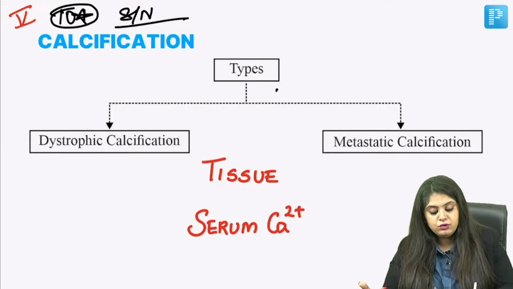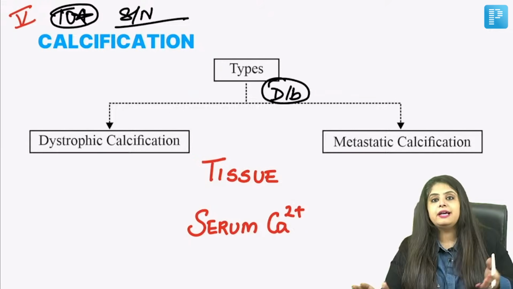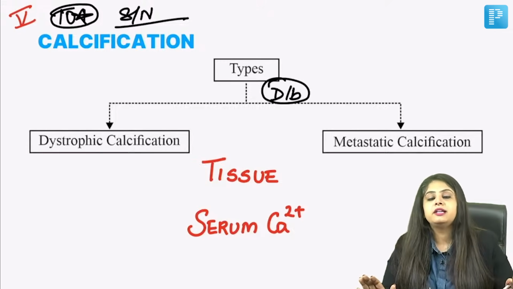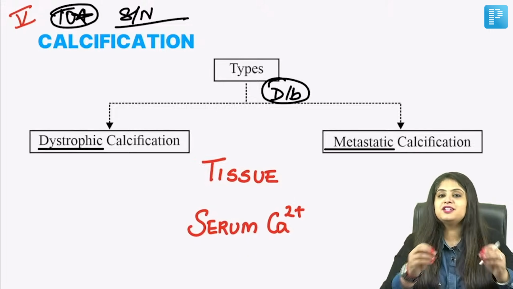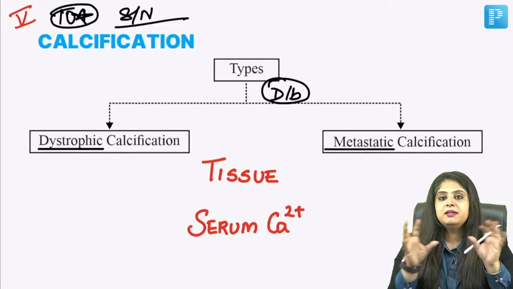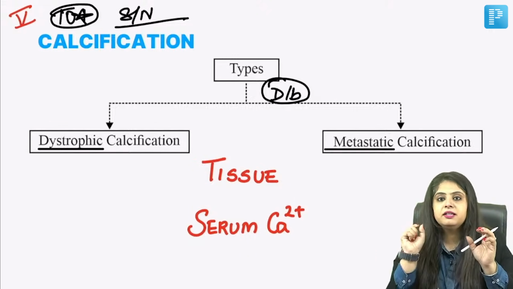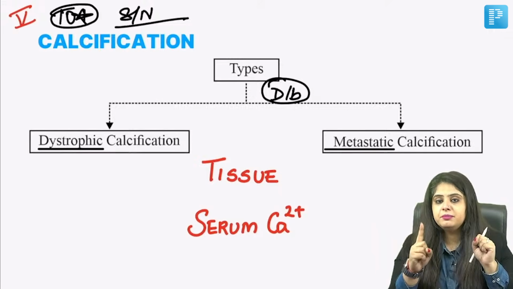A short note will come. You also get a question on the difference between the types of calcification. So what are the types of calcification? Dystrophic calcification and metastatic calcification. I have a question for you: play a blame game, keep blaming something, find one thing and blame it, but you can only blame one person at a time.